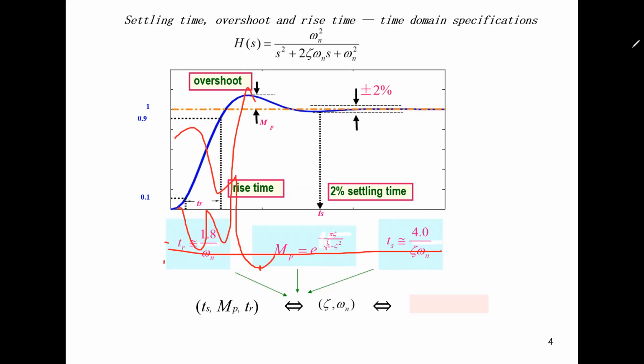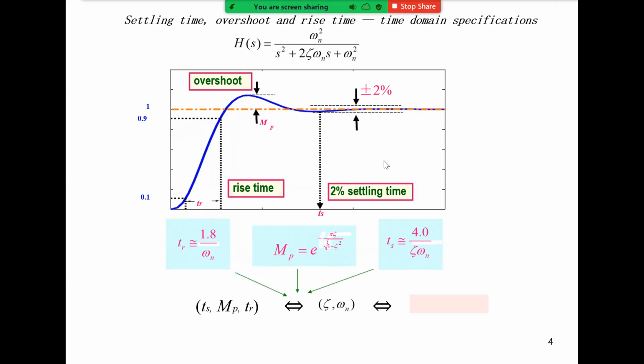But anyway, let's go back to this second order system. We have perfect knowledge. If we talk about overshoot, this overshoot ratio is related to the damping ratio, and we have this formula. If we talk about the 2% settling time, then we also have a formula. If we talk about the rise time, then we have another formula.